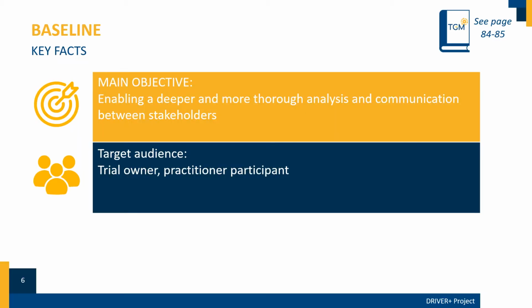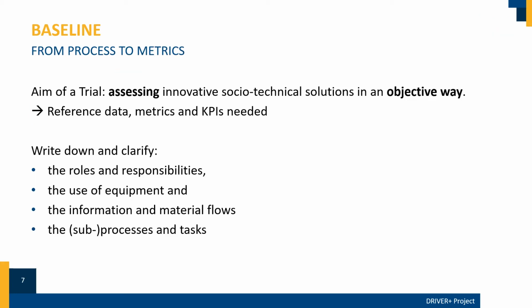A baseline enables a deeper and more thorough analysis and communication between stakeholders. It is targeted at trial owners and practitioner participants. The aim of a trial is to assess innovative socio-technical solutions in an objective way. Therefore, you need reference data, metrics, key performance indicators, KPIs. In order to identify those, it is very important to write down the very process your gap is embedded in. Hence, you need to clarify the roles and responsibilities, the use of equipment, and the information and material flows, sub-processes and tasks that are part of the overall process.